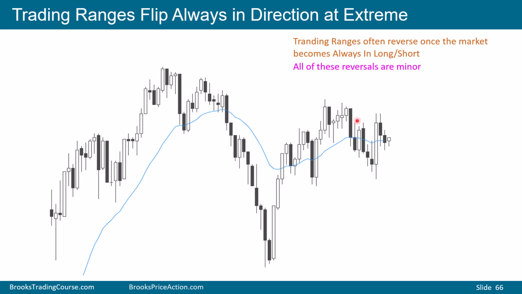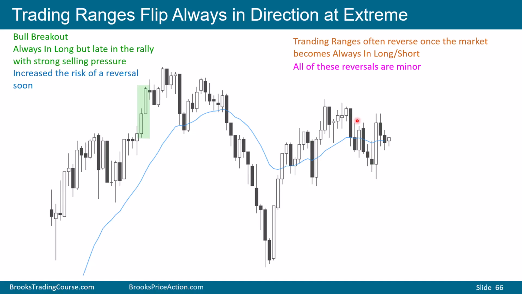In a trading range, you often reverse once the market becomes clearly always in long or always in short. Here, we have a bull breakout, always in long, but late in the rally with strong selling pressure. There's increased risk of a reversal soon. We have a brief second leg up, and then we've had a decent sell-off, a retest of the highs, and then a strong breakout below the moving average.